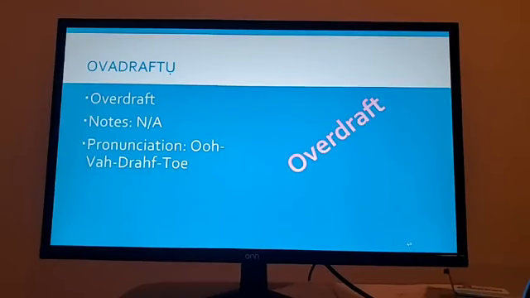Overdraft is almost the same as the English word. You just put an accent on it for the Igbo speaking community. So instead of saying overdraft, you're saying overdrafto, overdrafto, overdraft.